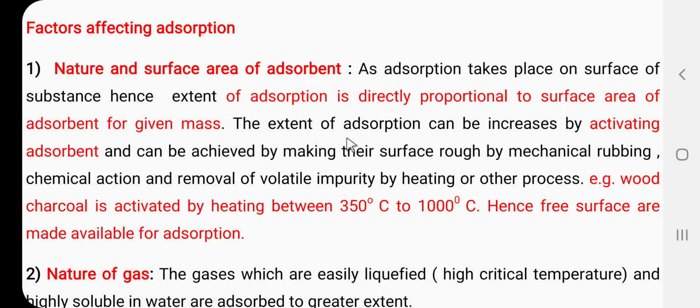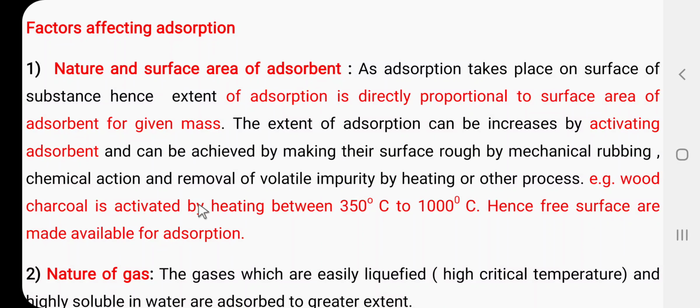The extent of adsorption can be increased by activating the adsorbent. This can be achieved by making the surface rough by mechanical rubbing, by chemical action, and by removal of volatile impurities by heating or other processes. In this way the surface area of the adsorbent is made active. So number one is mechanical rubbing, then chemical action and removal of volatile impurities by heating or other processes. Let us consider the example of wood charcoal.